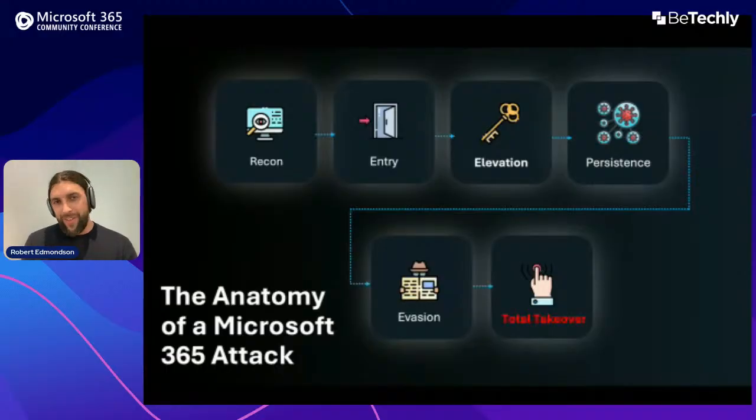Where we're going to focus is on the entry. How do people get into a Microsoft 365 tenant and compromise it? How do they elevate their access and privileges so that they have the power they need? Once they have that power, how do they stay in the environment and evade detection? How do they ensure that even if they get kicked out of the environment, they can still get back in and continue their breach? And finally, the most important part I think here is what we call total tenant takeover.